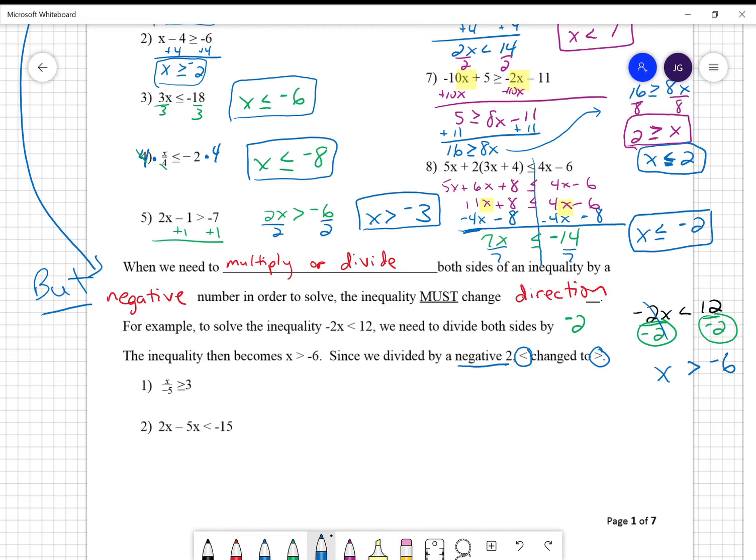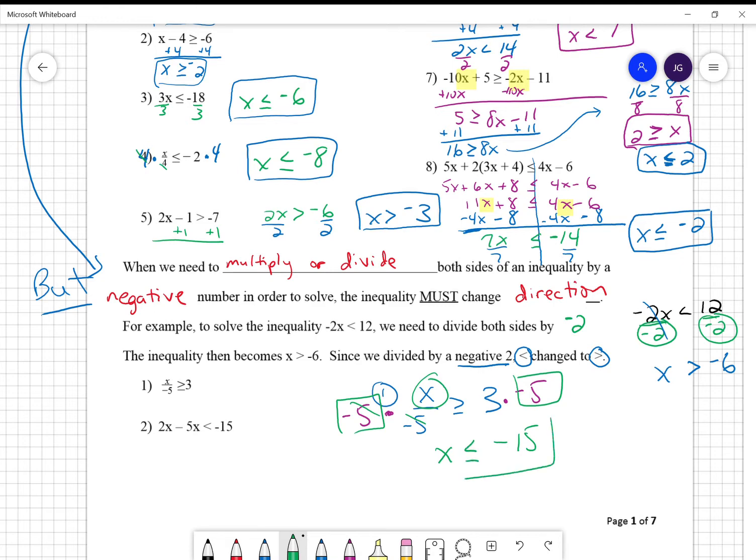So if I have x divided by negative 5 is greater than or equal to 3, I need to multiply. Let me write this a little bit bigger. I need to multiply both sides by negative 5. The negative 5's cancel on the left. I have x and I have negative 15. But since this number was negative, when I multiply or divide by a negative, I have to switch the inequality.